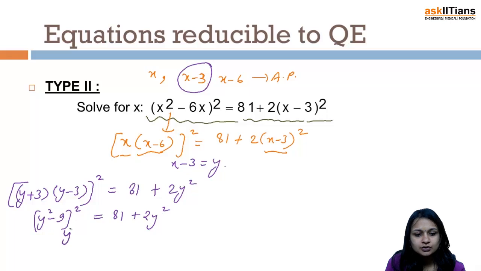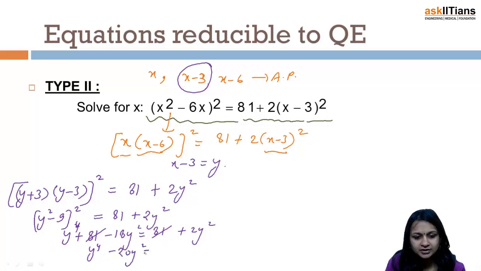We will open it. So y raised to the power 4 plus 81 minus 18y square equal to 81 plus 2y square. We can cancel it. So we got y raised to the power 4, now minus 2y square comes, so minus 20y square, that is equal to 0. So definitely it is degree 4, so I will have 4 solutions. That will look like, if I take y square common, y square into (y square minus 20) is equal to 0.